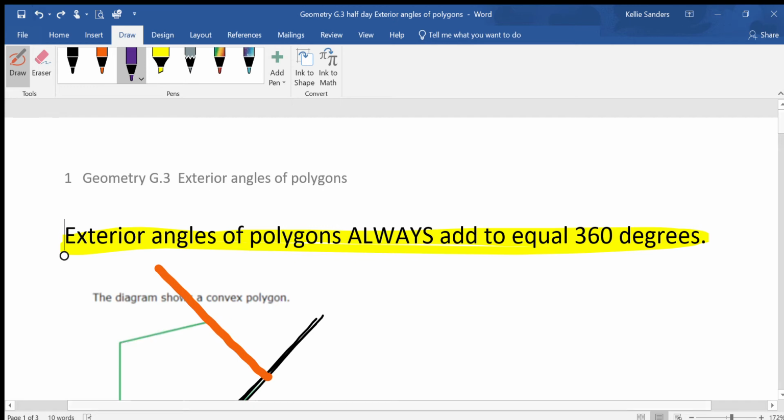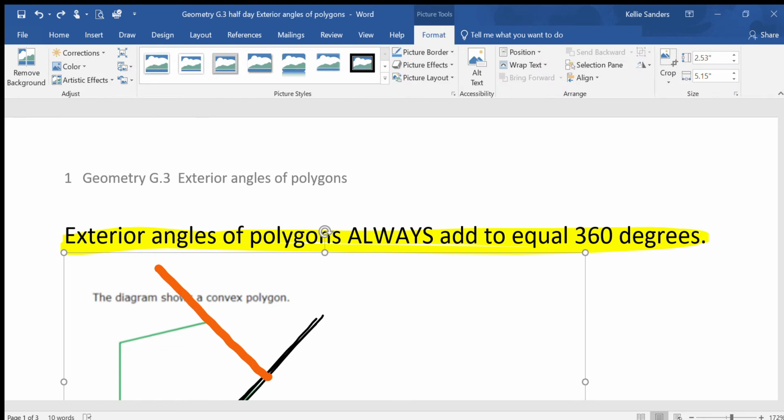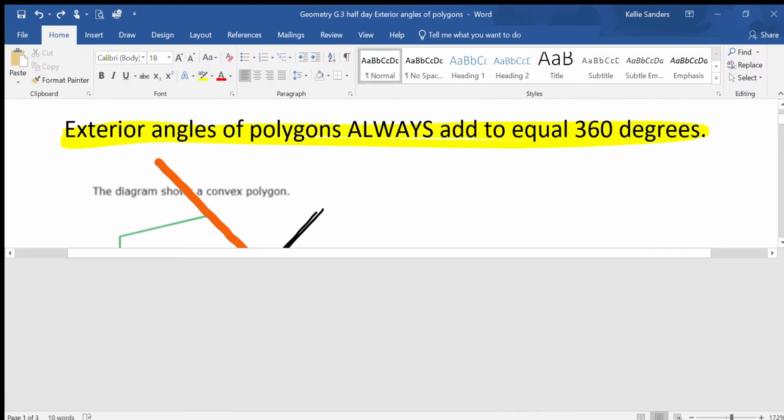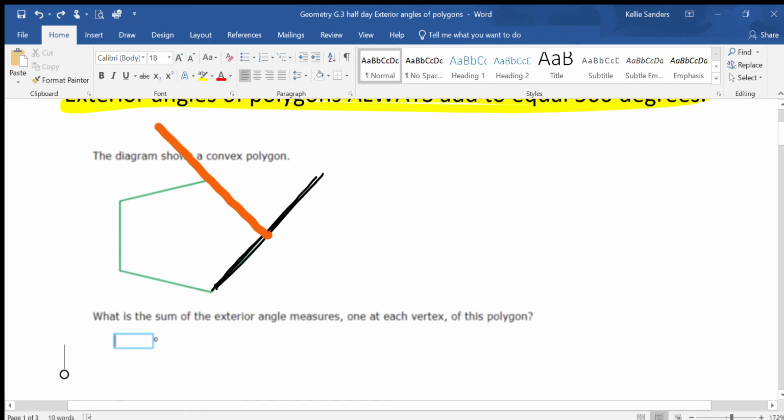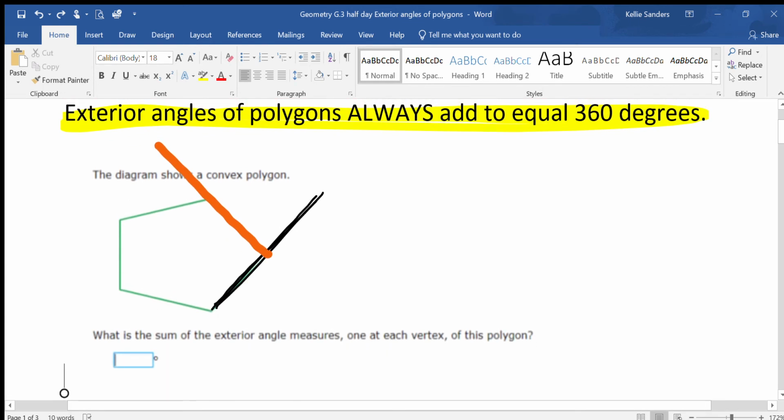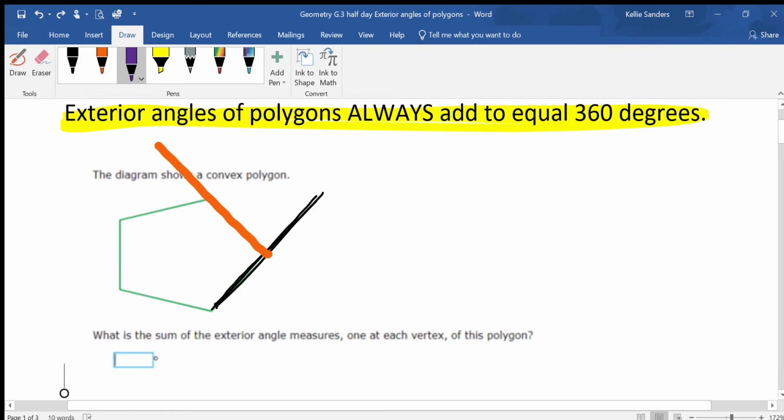So let me take that off. Let me scroll back up. It's not wanting to cooperate with me today or any day. And back to draw, and back to the black, and there we go.